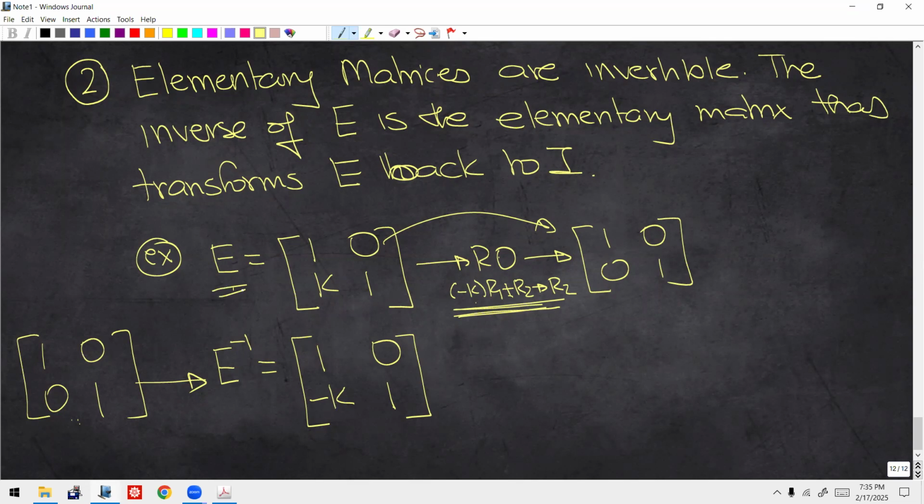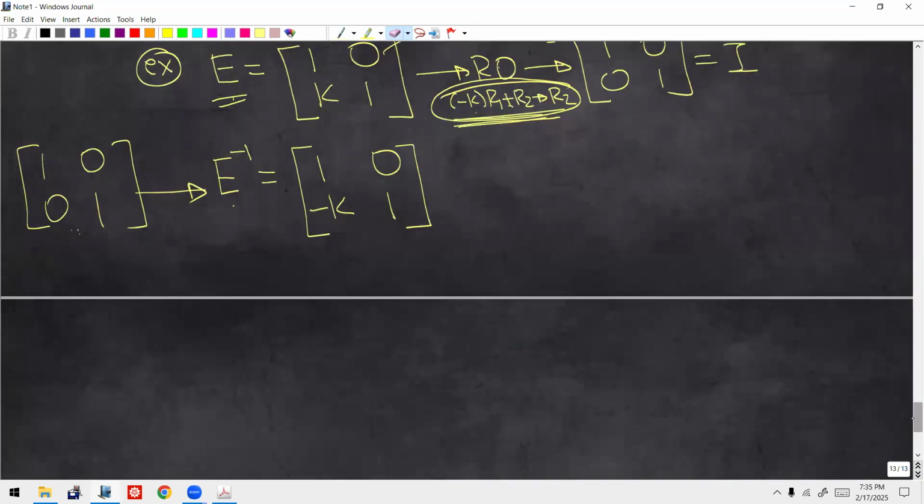So we started with some elementary matrix, and to find the inverse of that, we asked ourselves what row operation we would perform on this one to change it to I. Once we know that, you start with an identity, perform that row operation, and that gives you a new elementary matrix, which is the inverse of the one you started with. Let's go ahead and check it. To check it, you can multiply them and see if you get I. If they're inverses of each other, E times E inverse should give you I.